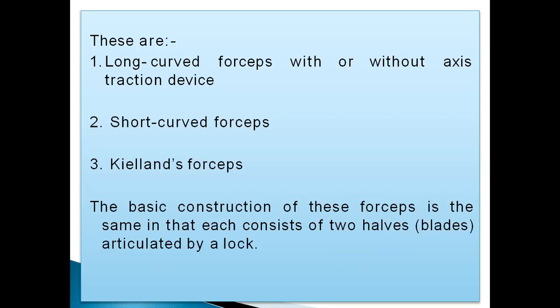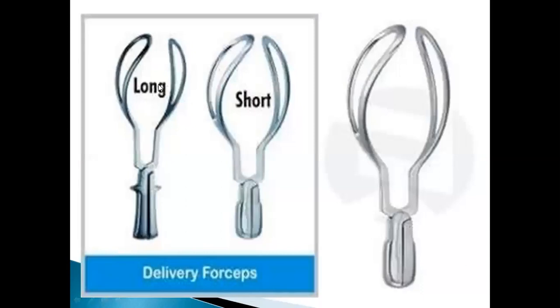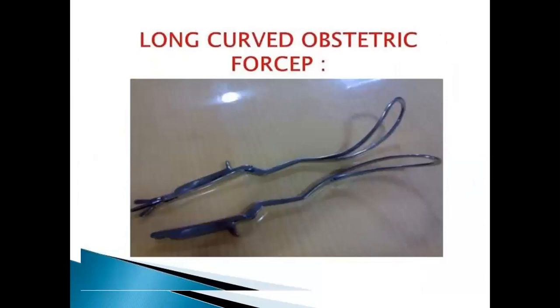Now we will see the basic construction of the forceps, and the basic construction will be the same in these three. So here we will go. This is the forceps. You can see the forceps. This is the long one. This is the short one. And you can see the different parts. We will go into detail about the parts of the forceps in the later slides. So this is the long curved obstetric forceps. All these are available in our lab.